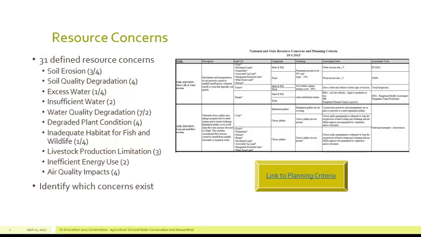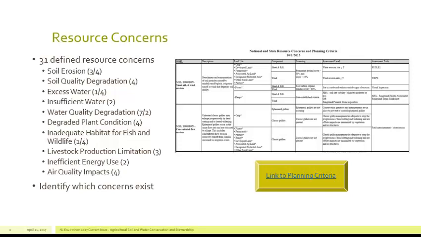Whenever we go out to a site, our first goal is to identify which concerns exist, and we want to identify what the producer objectives are. Now, some of these resource concerns are obviously related. Soil erosion, soil quality degradation, and water quality degradation are very closely related. If we have soil erosion occurring, there's a good chance that we can have water quality degradation occurring also.